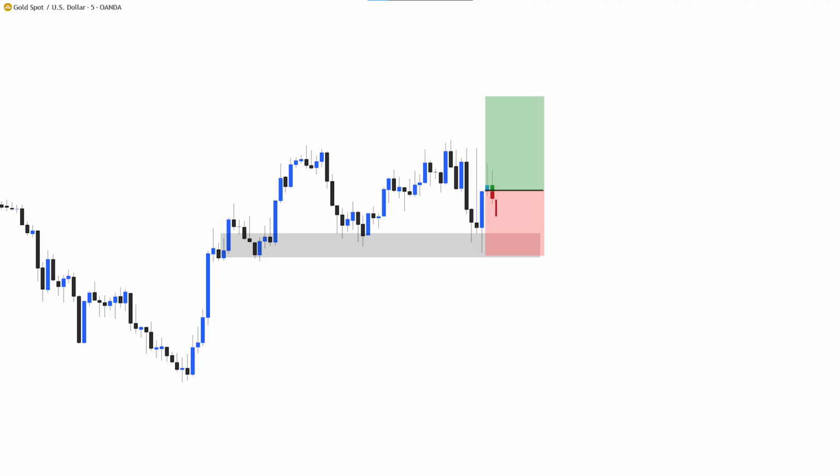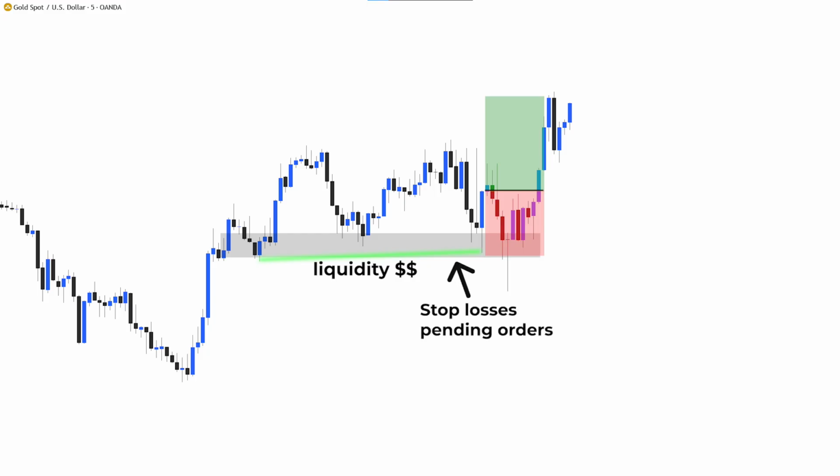Have you ever entered a trade only to see the market instantly reverse and stop you out just before moving in your direction? That's not bad luck. That's a liquidity trap. Smart money knows exactly where retail traders place their stop losses, and they use that knowledge to manipulate the market. Understanding liquidity is one of the most powerful skills you can develop as a trader.